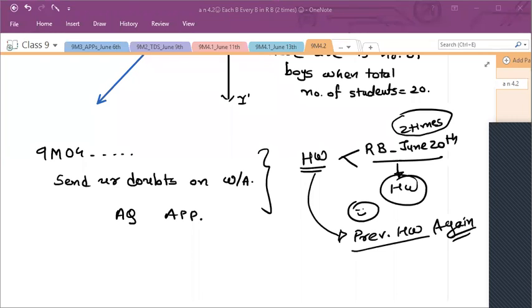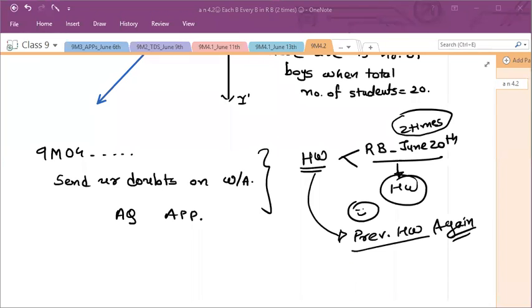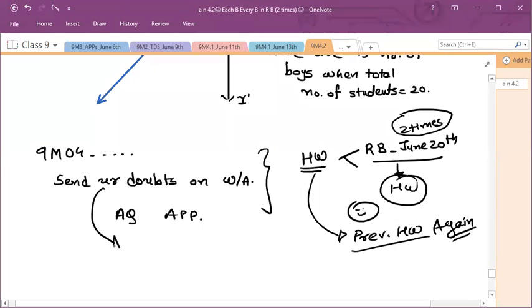You can send from any chapter, means from chapter 1 to chapter 4. Yes, Yashash, ask your doubt. Advanced practice problems we will see in next class, right? I already mentioned.